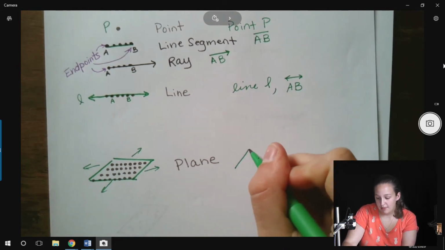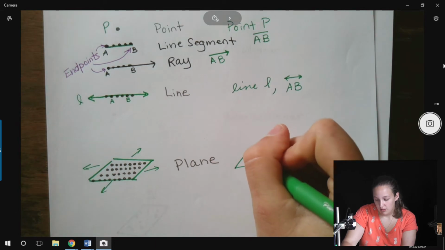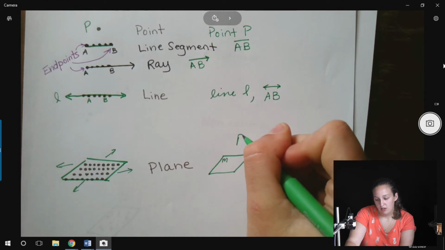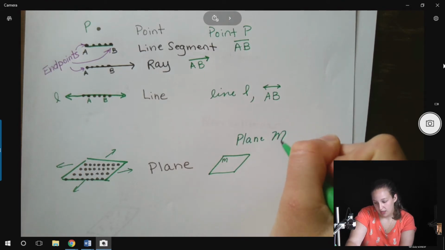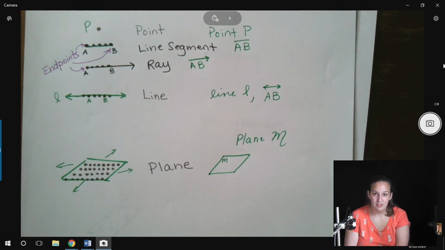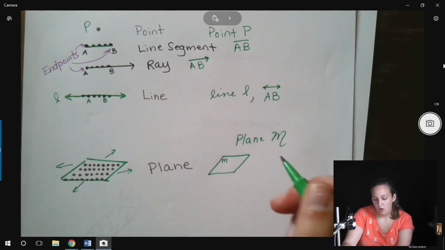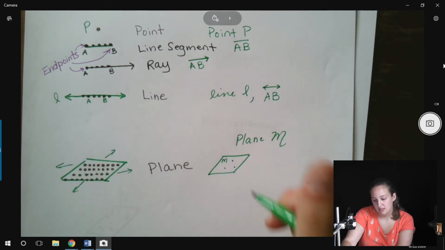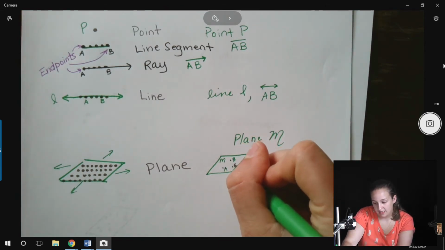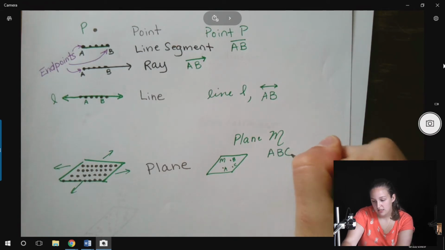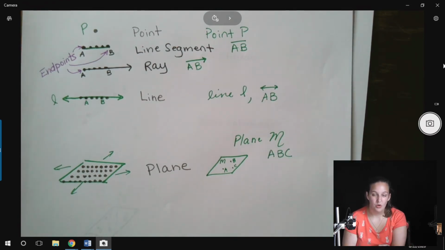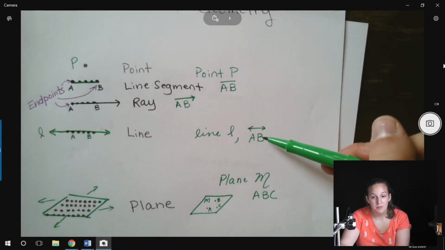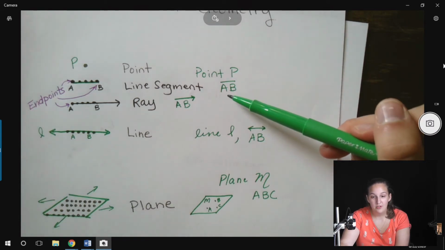If we're going to label a plane, you need either 2 things. You either need the plane labeled, and typically, so this would be called plane M. So typically you use a fancy cursive uppercase letter. Or if you have 3 non-collinear points. So if this was A, B, and C, you could also call this plane ABC or CBA. Order does not matter. Same for up here. You can switch B and A.